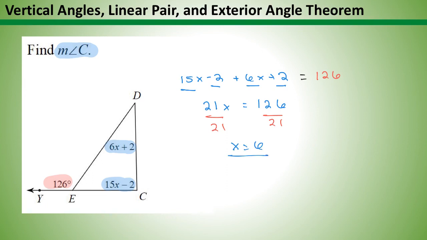That's not our final answer. We need to find angle C. And we know that angle C is equal to 15x minus 2. So we're going to substitute that 6 in for x, and we get 15 times 6 minus 2, which is going to be 88 degrees. So that is the measure of angle C here.